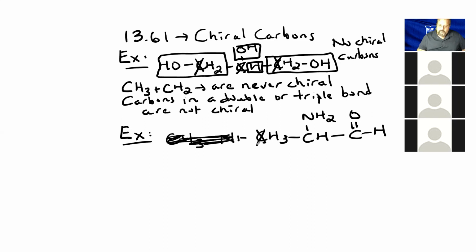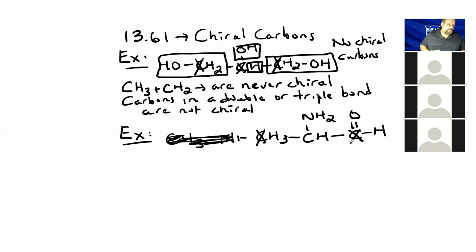If I go to the C double bond O carbon on the right, the C double bond O carbon cannot be chiral. Why? Because it's involved in a double bond. And if you look at the structure here, what's the number of different things that are attached to it? It's not 4, it's only 3. But therefore, again, carbons in a double or triple bond cannot be chiral.